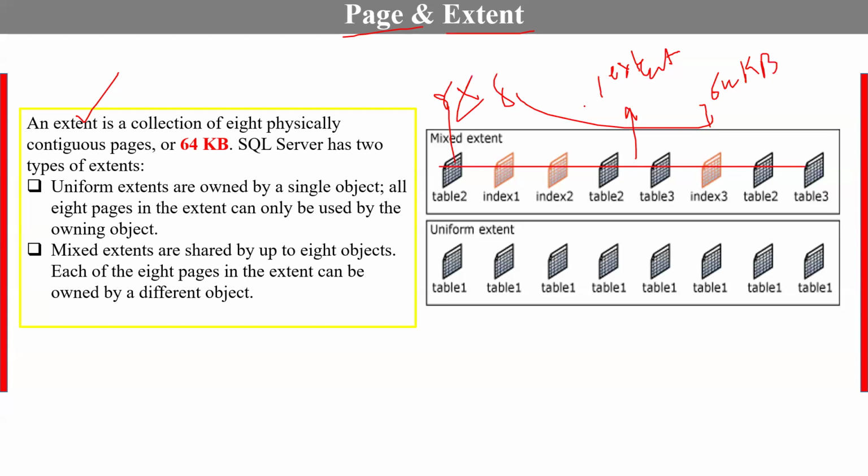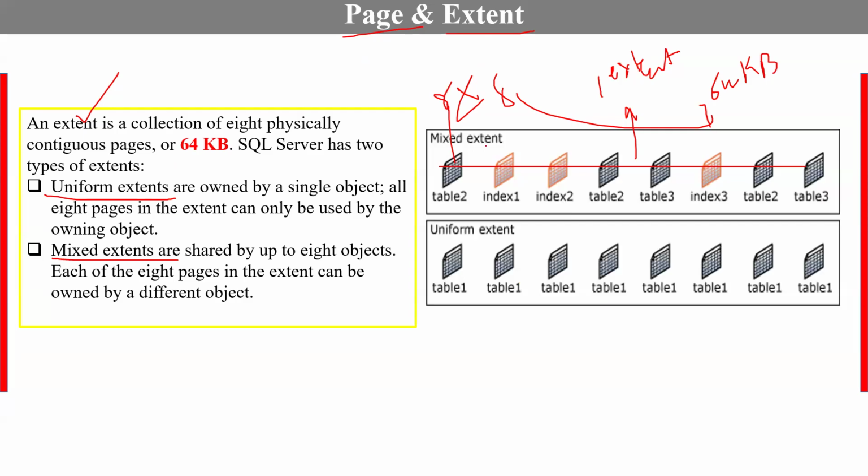So don't get confused. Your data is stored in the pages only, but Microsoft created one more layer called extent. What is an extent? Eight consecutive pages we call an extent. Each extent size is 64 kilobytes. And we have two types of extents: one is a uniform extent, and one is a mixed extent.